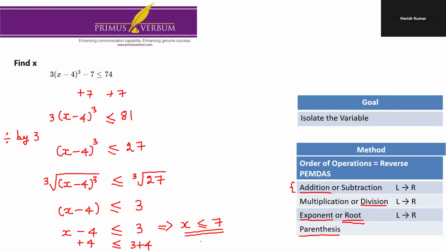So you can see here clearly how the reverse PEMDAS method helps us to isolate a variable and finally find its value.